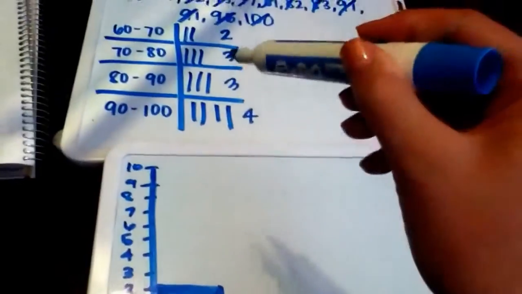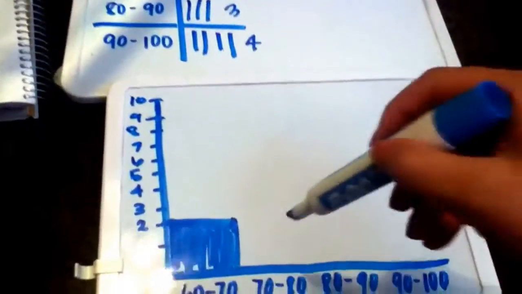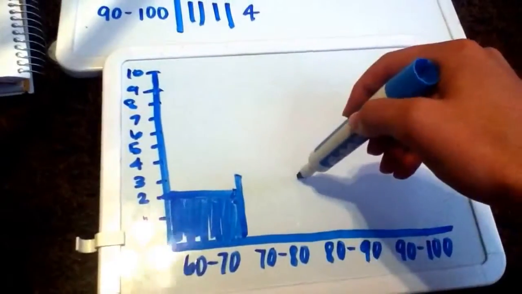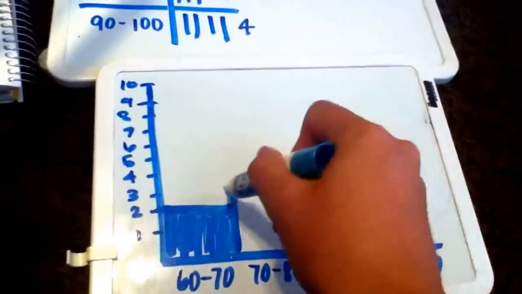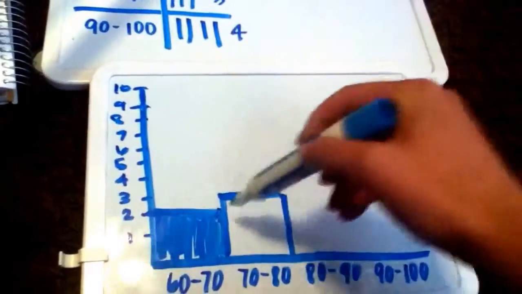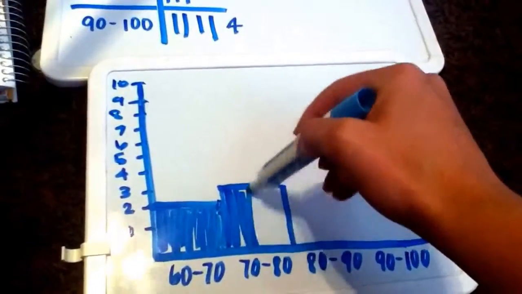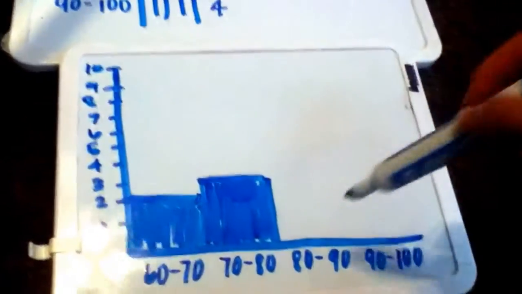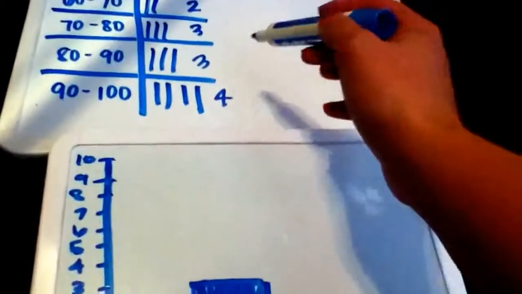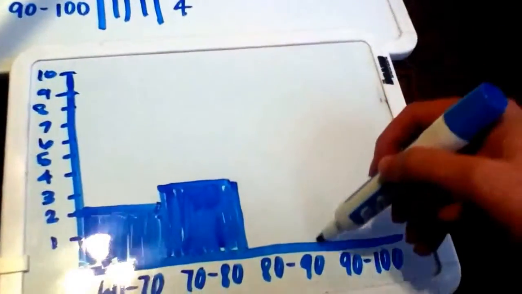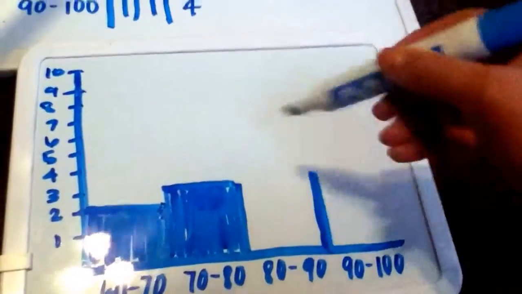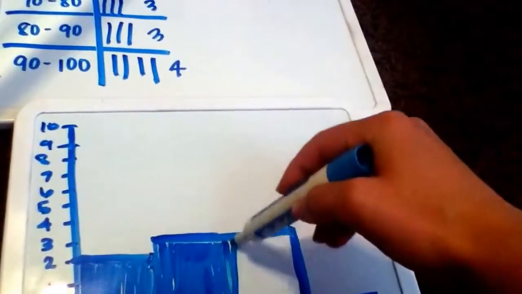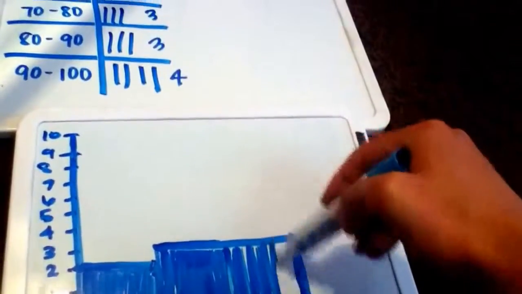The next one we're going to look at is 70 to 80, and 3 students got that. So that's a little bit more. So that's going up to the 3, because 3 is the number of students that got in that range. Now, the next one is 80 to 90. So 80 to 90, there were 3, so that's just going to continue on. All the way across, this is the same. So we could just continue to color that in.